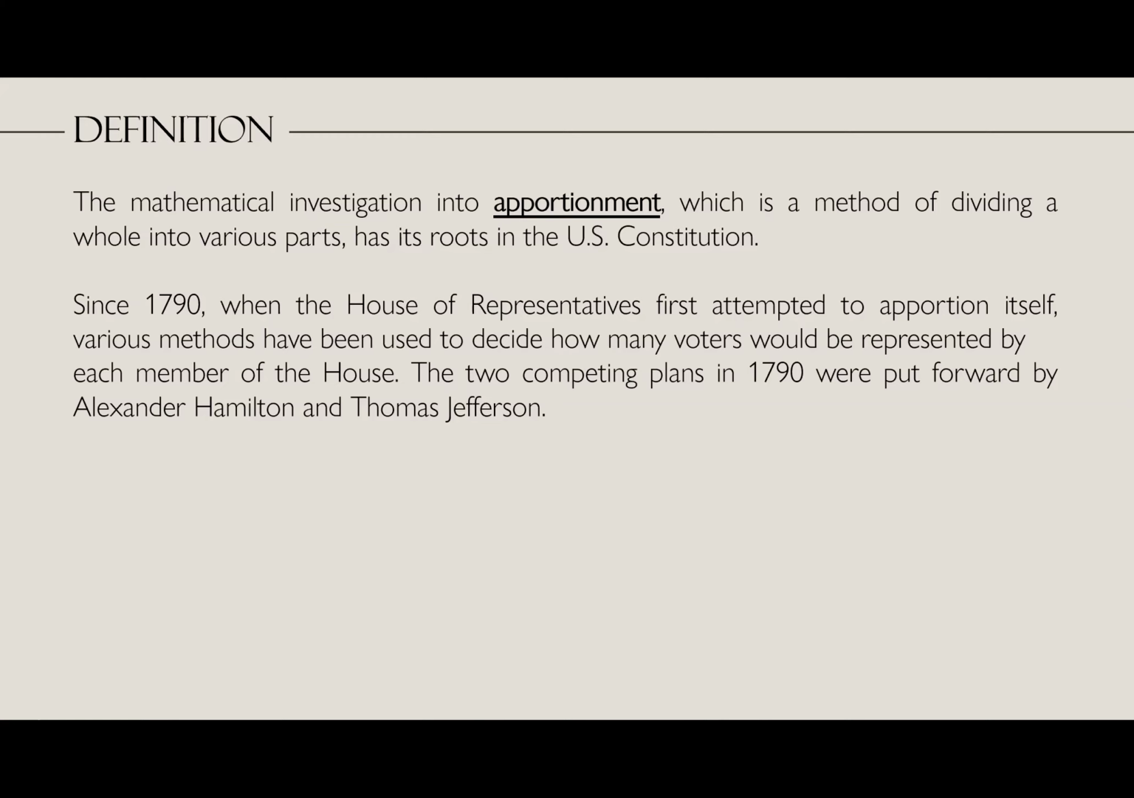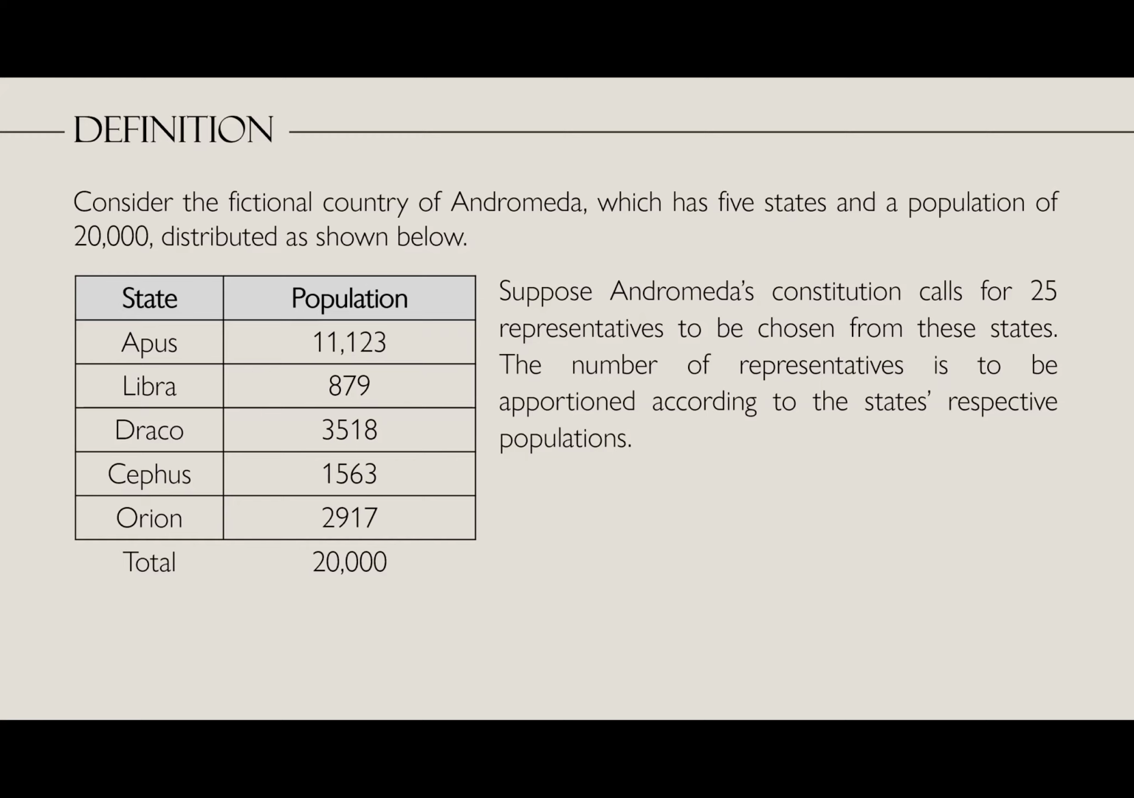For example, what if I have this fictional country, Andromeda, and suppose it's got 5 states and the total population is exactly 20,000. And among those 5 states, they have a population distribution as shown below. For example, Apis has a population of a little bit over 11,000. Libra has a pretty small population of 879. Then Draco, Cephus, and Orion. So each of these states has various populations.